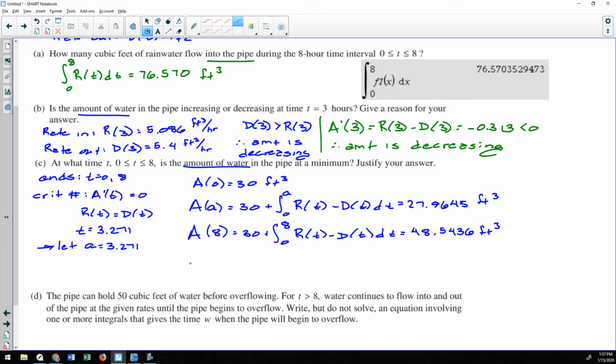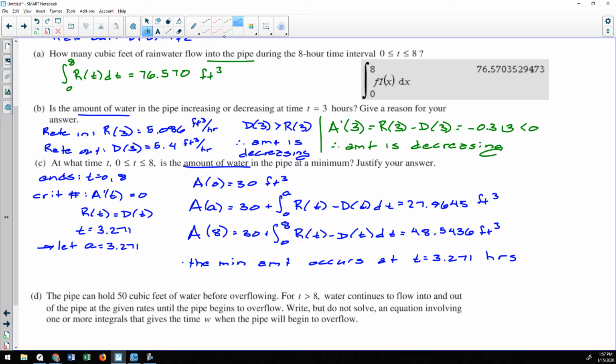So I'm going to present my answer as: the minimum amount occurs at t equals 3.271 hours. And there's your answer. You don't have to restate the amounts because it didn't ask.